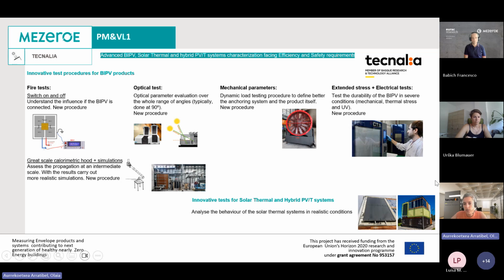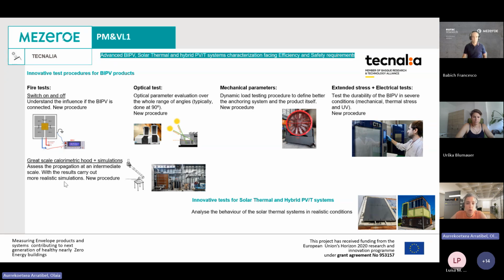And we offer different testing activities from the point of view of safety and efficiency. So we have fire tests. We have set up a large scale calorimetric hood capable of measuring fire tests up to 3 megawatt total heat release rate.